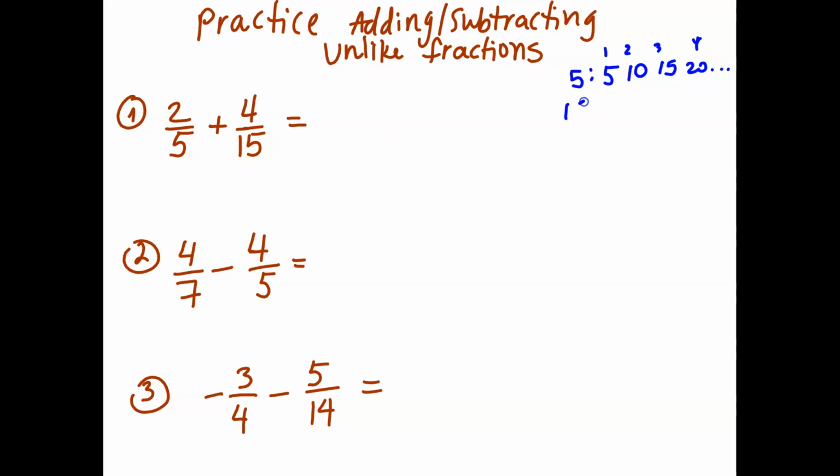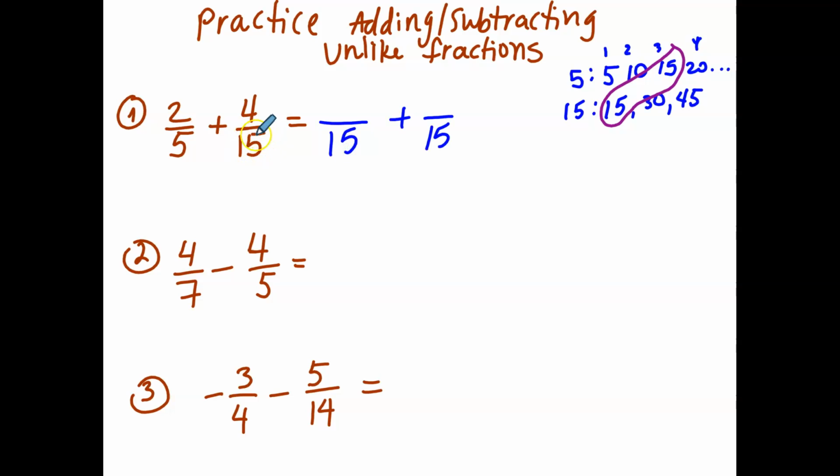Multiples of 15. First multiple is 15. Second, 15 times 2, is 30, then 45. We don't need to list more multiples because 15 is the least common multiple. It's the smallest number that both 5 and 15 will go into. So the common denominator of 2/5 and 4/15 would be 15.